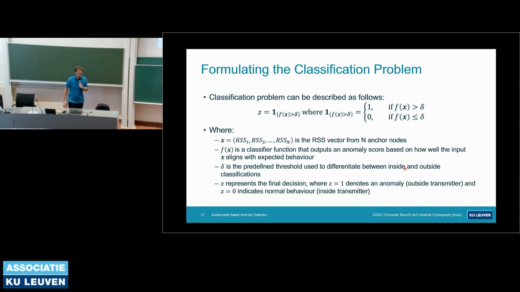Well, let's see how we can formulate the classification problem. Remember, the anchor nodes forward the RSS measurements. So the input to our neural network is a set of RSS measurements. And we need a function that will, based on these measurements, output the anomaly score and tell whether these measurements are coming from a device that is inside or outside. It will compare the value to a predefined threshold, and say, okay, 1, it's an anomaly, meaning it's coming from a device that is outside and trying to trick our system. Or 0, it indicates normal behavior.